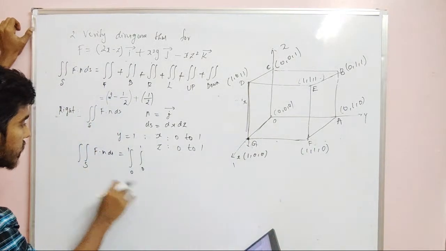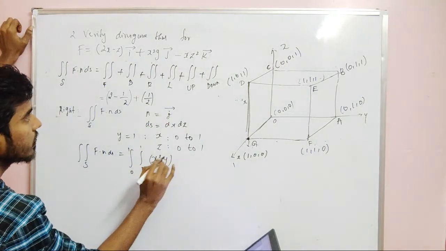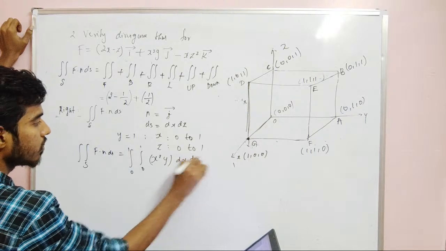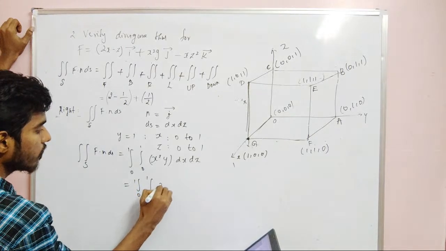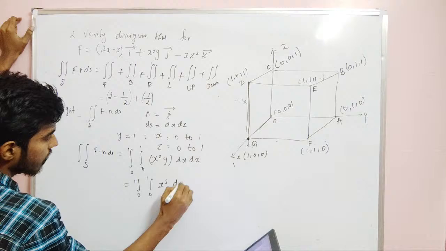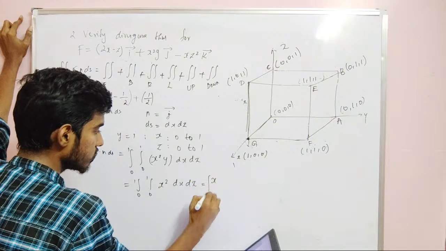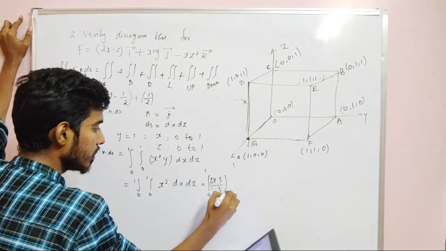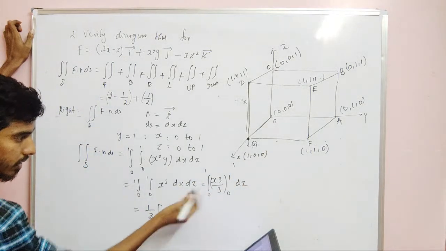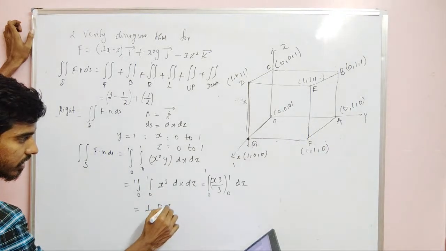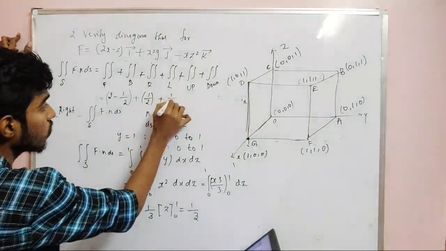So our f dot n ds will be, n is j, so f dot j will be x square y, ds is dx dz, and you can see y is 1, so we have this to be integral 0 to 1 x square dx dz. When I integrate this first with respect to x, we will have x cube by 3, the limit is from 0 to 1 dz, and when I substitute, we will have 1 by 3. Again I can take 1 by 3 outside, so integral dz is z, upper limit minus lower limit, so we have 1 by 3. Therefore the right hand side is 1 by 3.